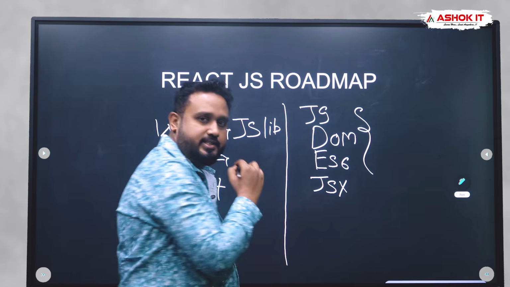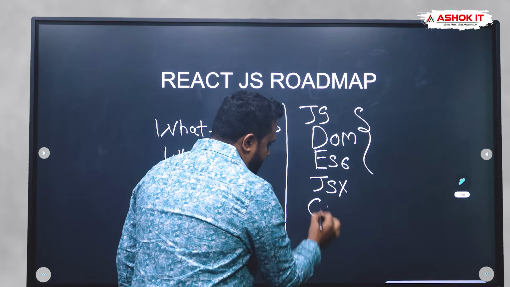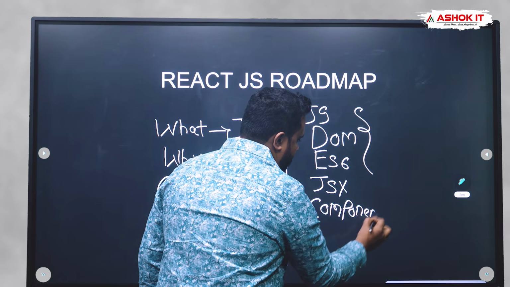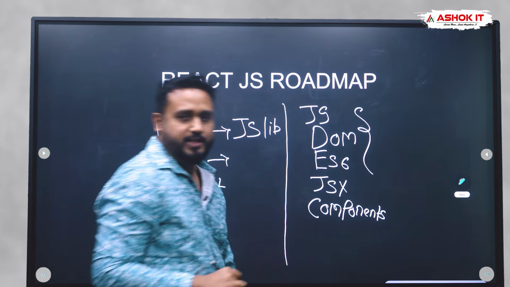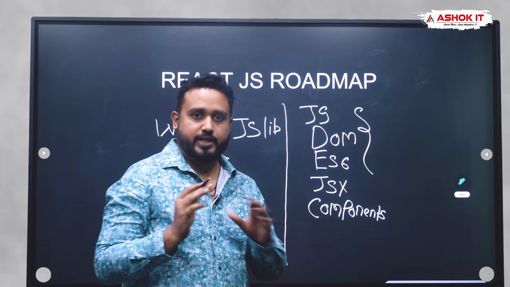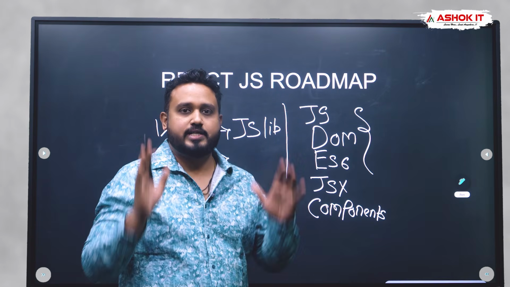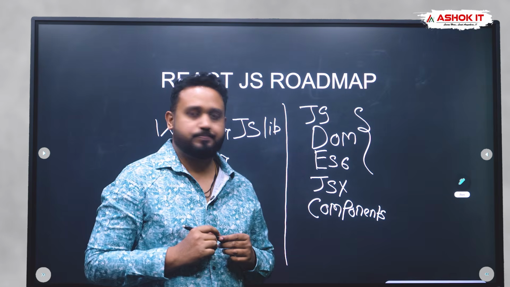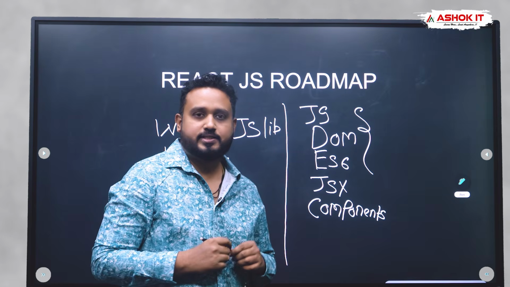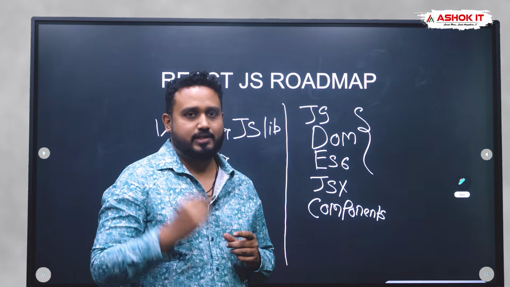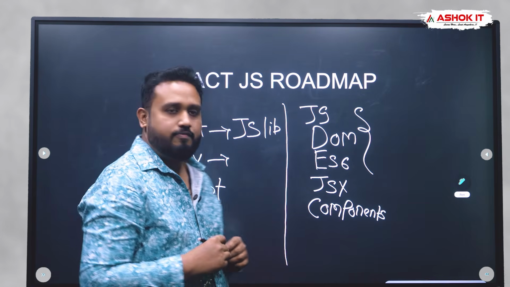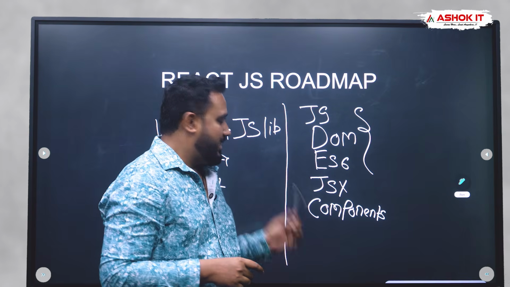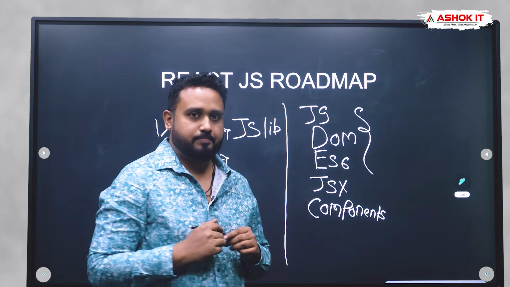Once you know JSX, we have to learn the components concept. Components are used to develop UI. We can divide our entire user interface into small parts which we call a component. There are two types of components in React: functional component and class component. Right now, functional component is the future and present. Class components are almost outdated.